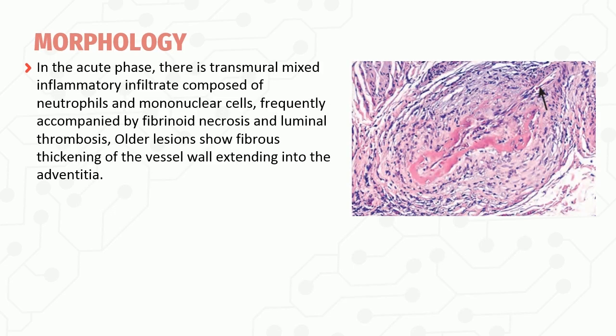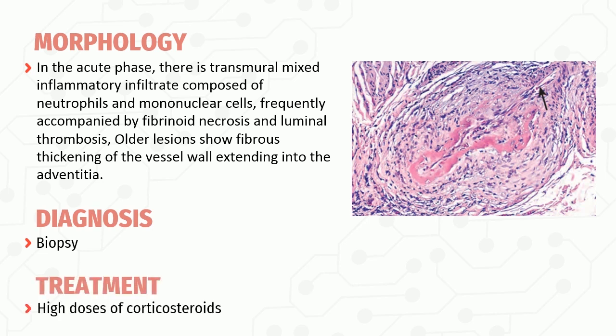In this picture, there is the acute phase of PAN. There is a transmural mixed inflammatory infiltrate composed of neutrophils and mononuclear cells, frequently accompanied by fibrinoid necrosis and luminal thrombosis. Older lesions show fibrous thickening of the vessel wall, extending to the adventitia. The diagnosis of PAN is by biopsy, and the treatment is by using high doses of corticosteroids.